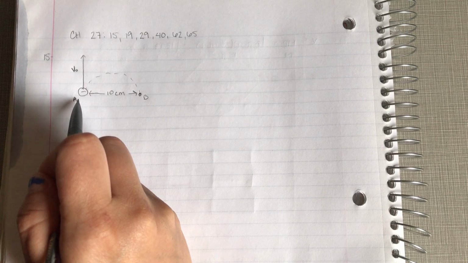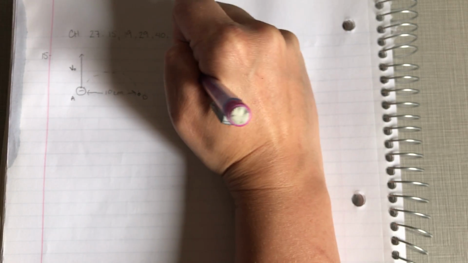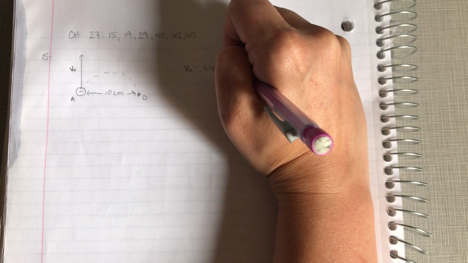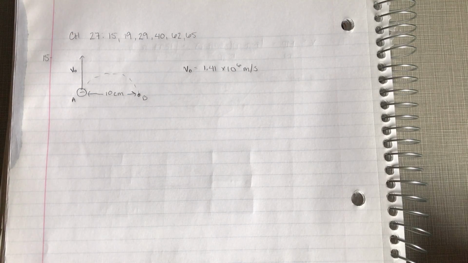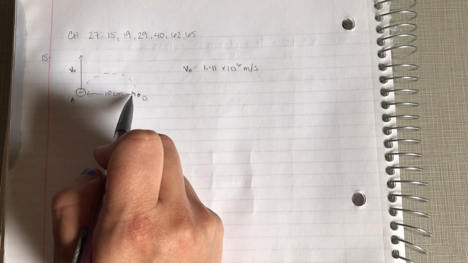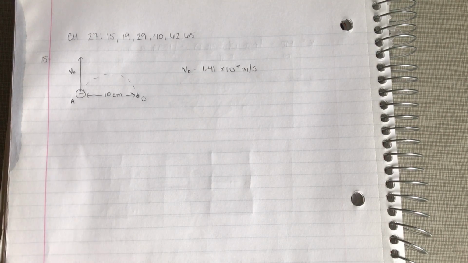Alrighty, chapter 27, number 15. An electron at point A has a speed v0 of 1.41 times 10 to the 6th meters per second. Find the magnitude and direction of the magnetic field that will cause the electron to follow the semicircular path from A to B and the time required for the electron to move from A to B.